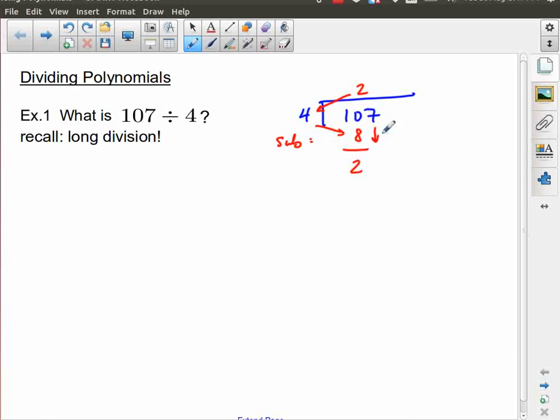Now I bring down this 7, 27. Does 4 go into 27? Yes, it does. How many times does 4 go into 27? It goes in 6 times. 6 times 4 is equal to 24. Once again, we subtract. In this case, we end up with a 3. There's nothing left, so that is remainder 3.